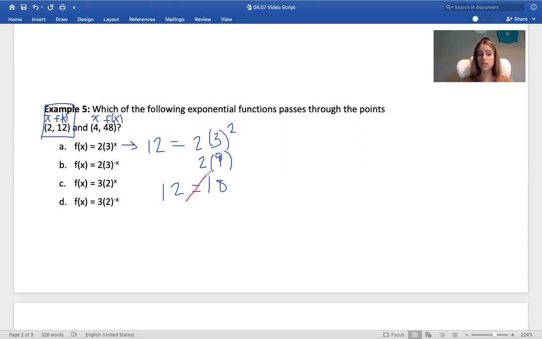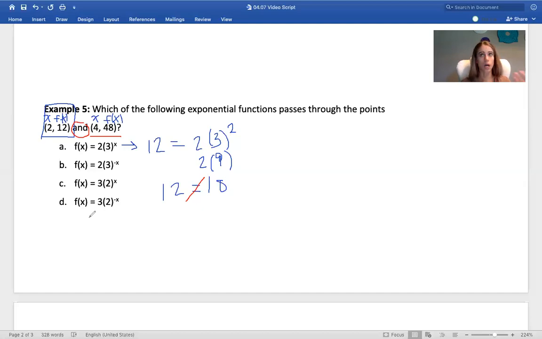Now, if you get one of them that doesn't work, that means you don't even have to try your second point. Because if it doesn't work for one, it can't be the answer because it says and. It has to work for both. All right, that's one method that you can choose: you can do substitution and go through all 4 of your options until you get the one that makes a true statement for both ordered pairs.